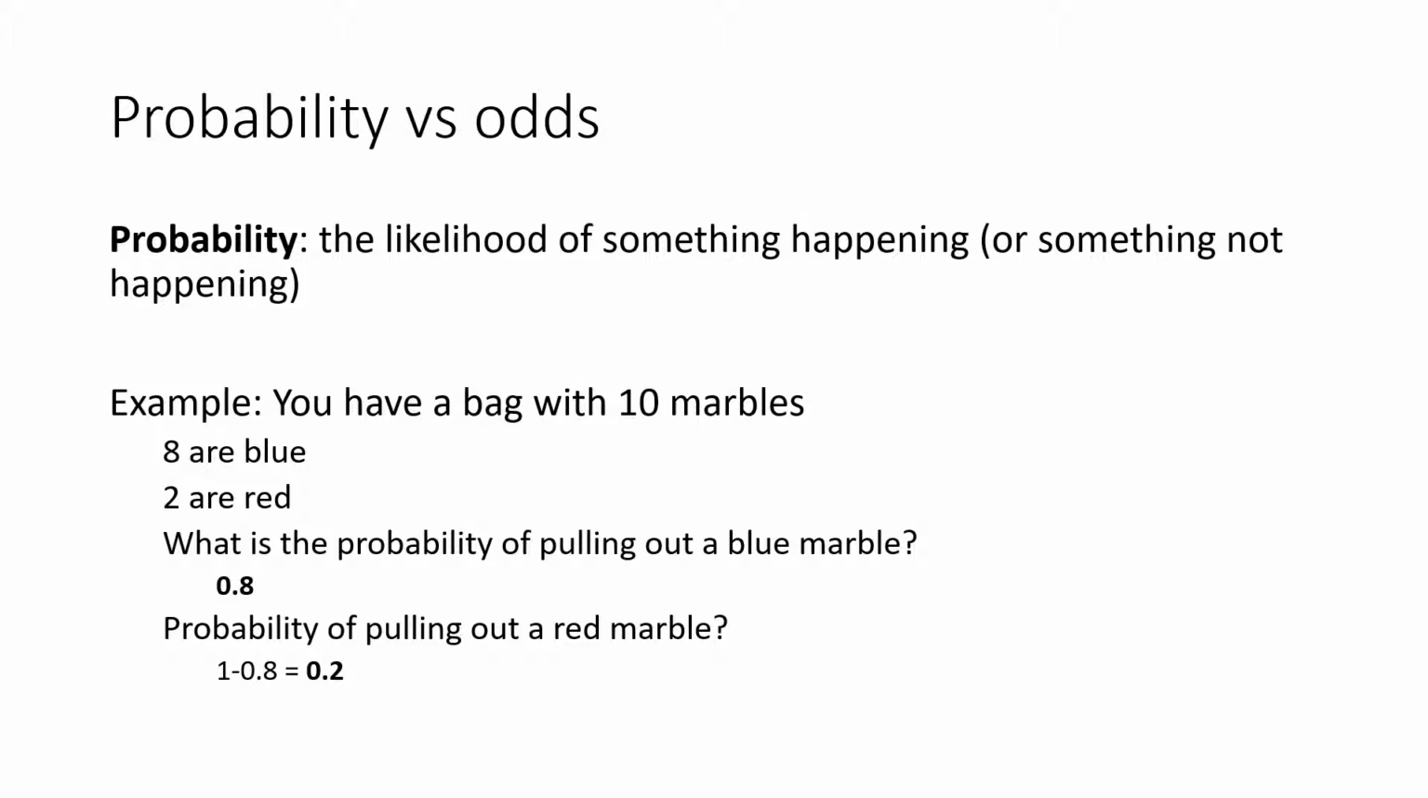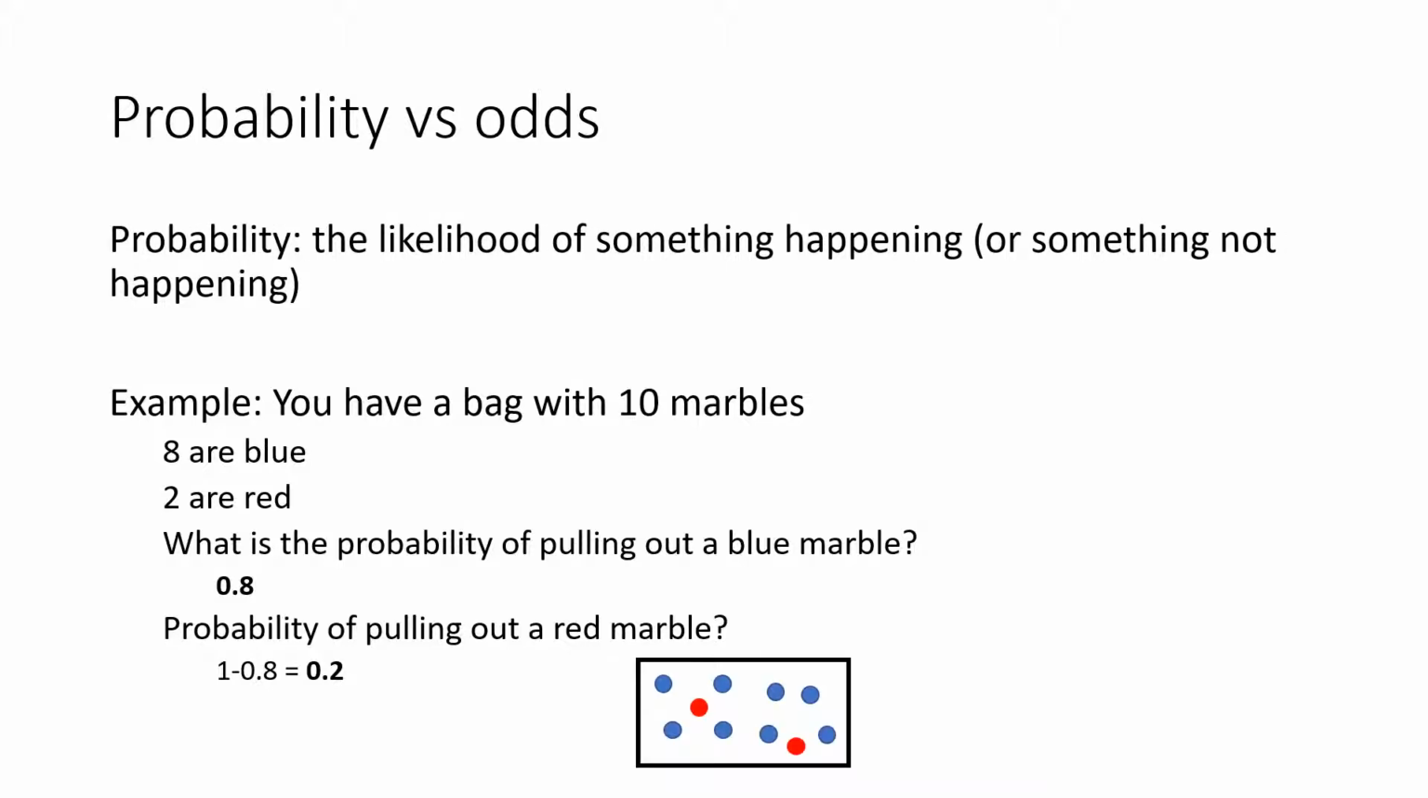So 8 divided by 10, 0.8. And what's the probability of pulling out a red marble? So 1 minus 0.8, so 0.2. And here's a little diagram of our bag with 10 marbles. So 8 blue, 2 red.